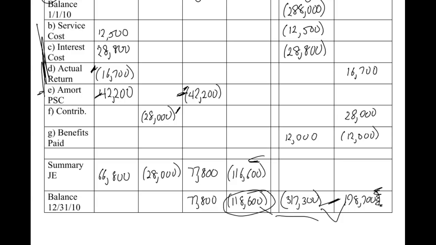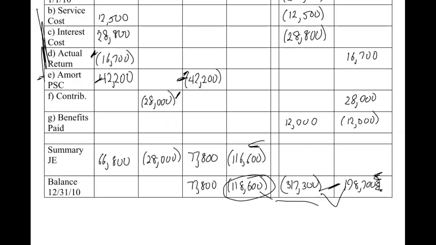Now, if your teacher makes you write out the summary journal entry, I typically don't, because all I'm doing is rewriting this row right here. But here's my two debits, 66.8 and 77.8, and here's my two credits, 28 and 116.6, and you just write it out in journal entry format.